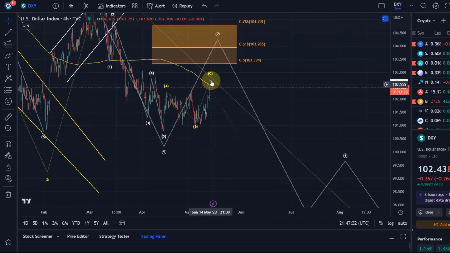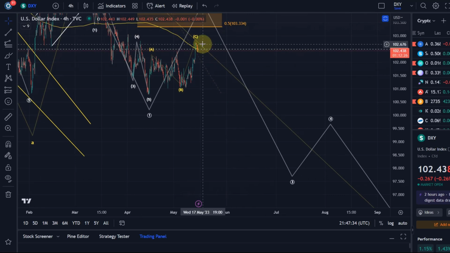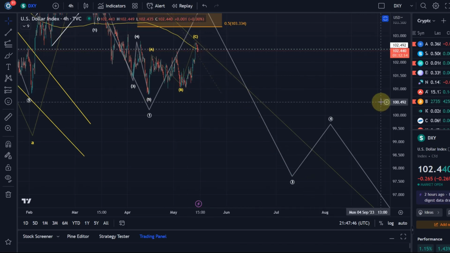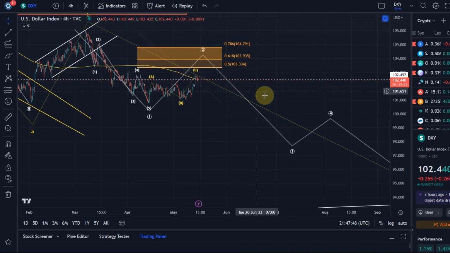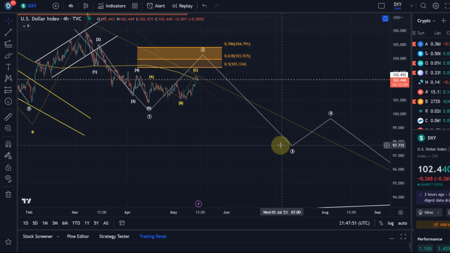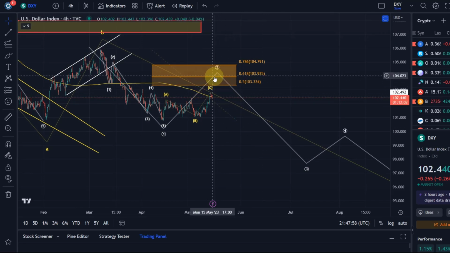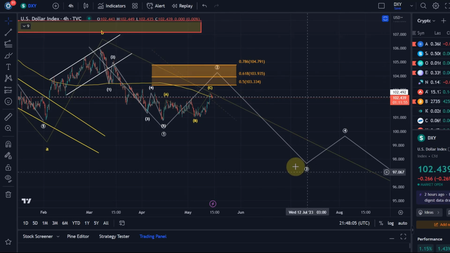If that's the case, we should now head to the downside very impulsively and would take out the B wave low at $101.06. And then we can say with great certainty that we are in the 3rd wave to the downside. That should be quite an impulsive sell off. Either way, expectations would be that before we break 104.79, we are going to turn to the downside here.